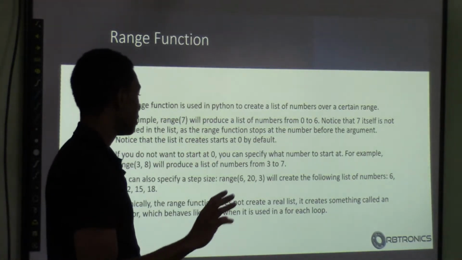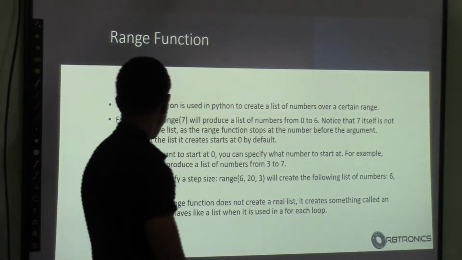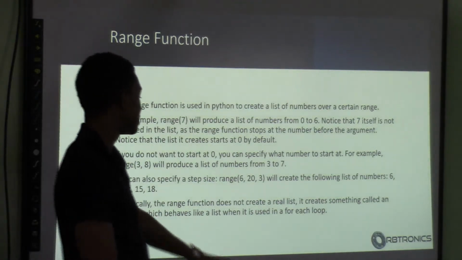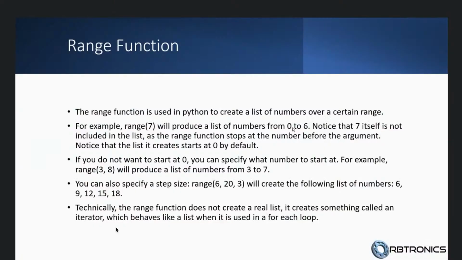So technically, the range does not create a real list, but it creates something called an iterator, which behaves like a list when it is used in a for each loop. Just some knowledge for you to know.